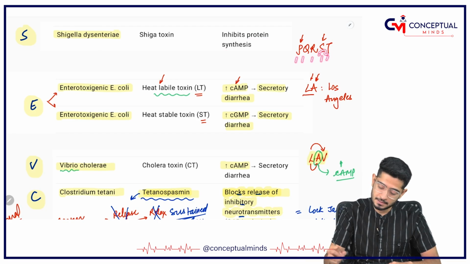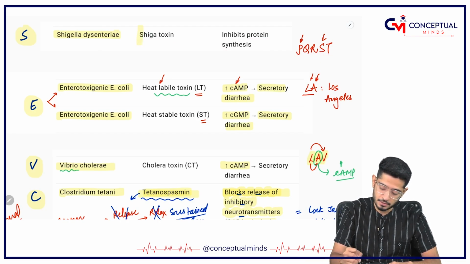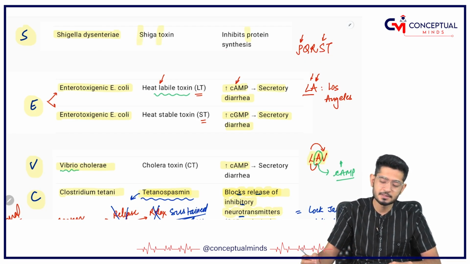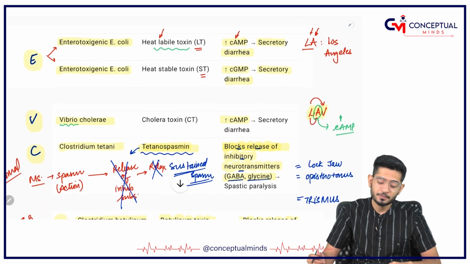PQRST. ST for Shigella toxin, Shiga toxin. P for protein synthesis inhibitor. Coming on to E. coli.